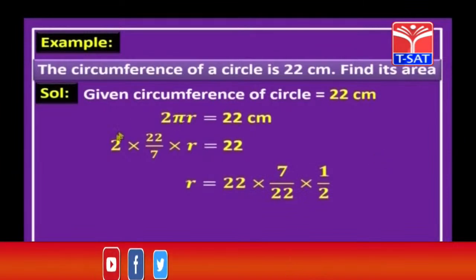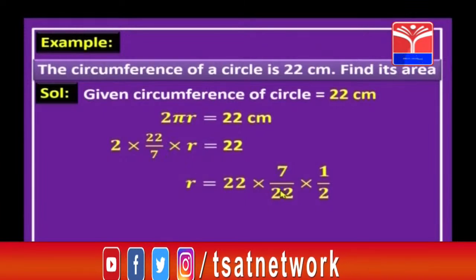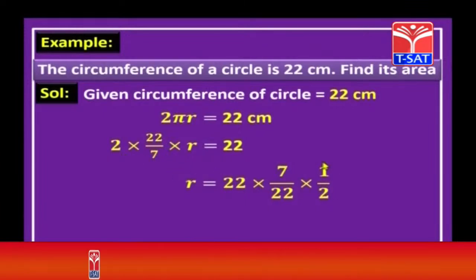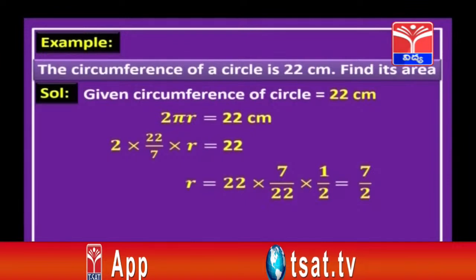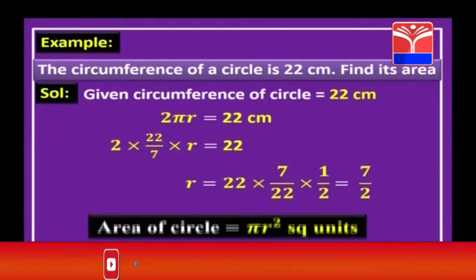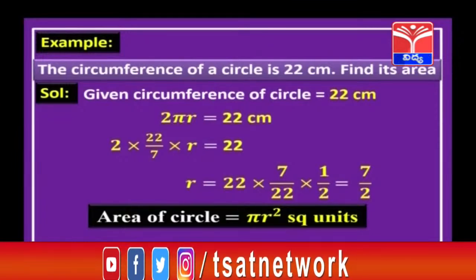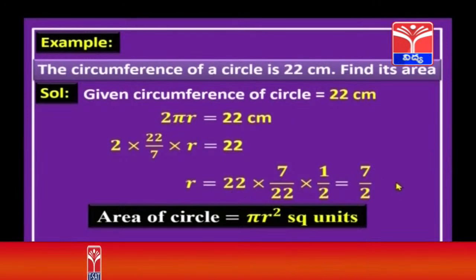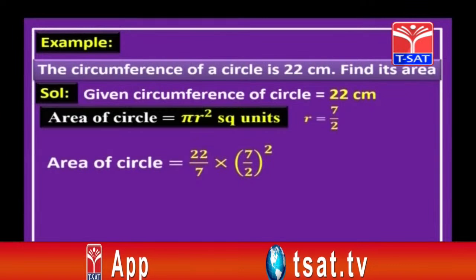Yes. Now when we send these two terms to RHS, 22 by 7 will become 7 by 22 and 2 will become 1 by 2. Now if you see, this 22 and 22 will get cancelled. What is left, children, now? That's right, 7 by 2. Okay, children. So now we will find out the area of circle using the formula pi r square units. We got already r value, children, right? Now just substitute it. So that is 22 by 7 into r square, which is 7 by 2 whole square.